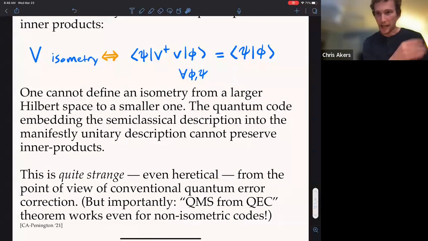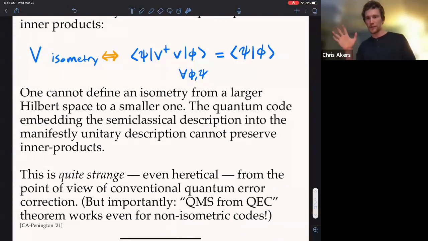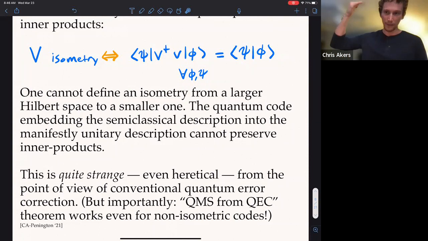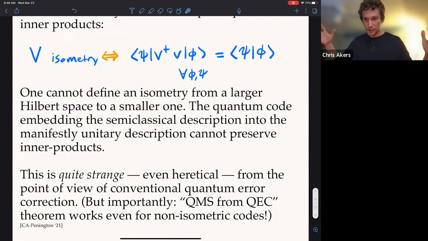Let me say as an aside that the theorem we started out with, that said you get quantum minimal surfaces whenever you have quantum error correction, still holds, even though it's not an isometry. Actually, that theorem didn't rely on it being an isometry. It was somehow more general. But anyways, it is very strange from the point of view of quantum error correction, as quantum information theorists have usually considered it.